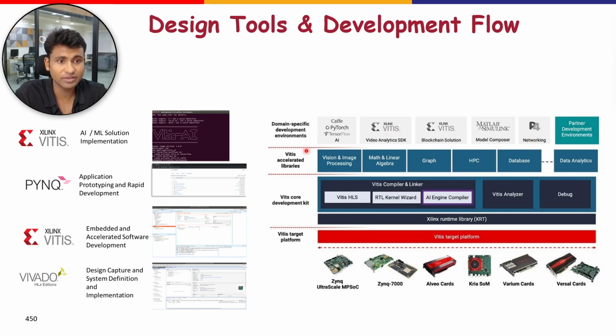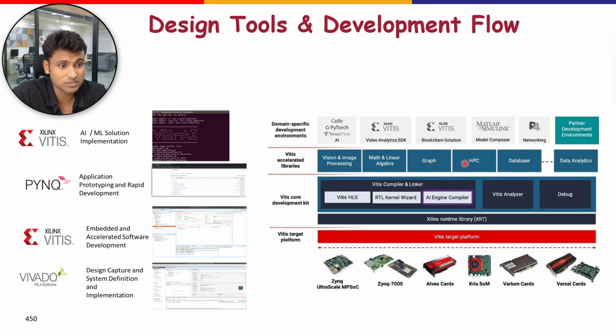Then one layer below we have the Vitis accelerated libraries layer, which consists of pre-optimized libraries that provide ready to use functions across various application domains, facilitating faster development by leveraging existing highly optimized code. So this includes vision and image processing libraries for tasks such as filtering, enhancement and object detection, the math and linear algebra library supporting mathematical computations including matrix operations crucial for scientific computing and data analysis, the graph library for graph processing and analytics often used in data mining, network analysis, machine learning.